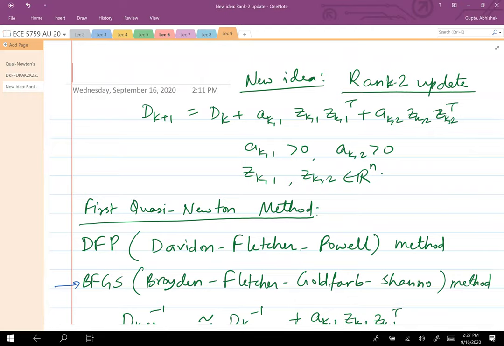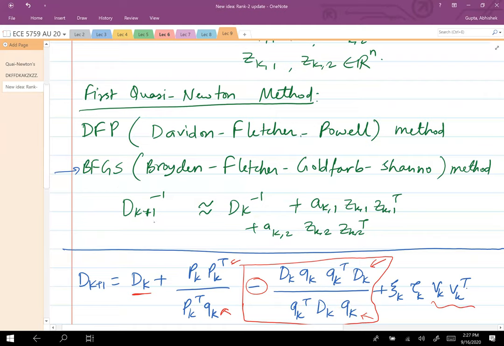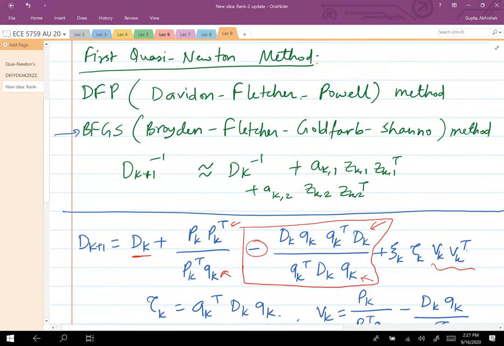You could do the rank two update in two different ways. The first way is that you do a rank two update of dk itself. The other idea is you do the rank two update of dk inverse. So dk plus one inverse is dk inverse plus a rank two matrix, which is positive semi-definite. And that leads to the first two quasi Newton's methods, the DFP method and the BFGS method. They both were, I don't know whether I should say invented or discovered. Do we invent algorithms or do we discover algorithms? I'm not sure. But whatever, they invented these two algorithms back in the 1970s.